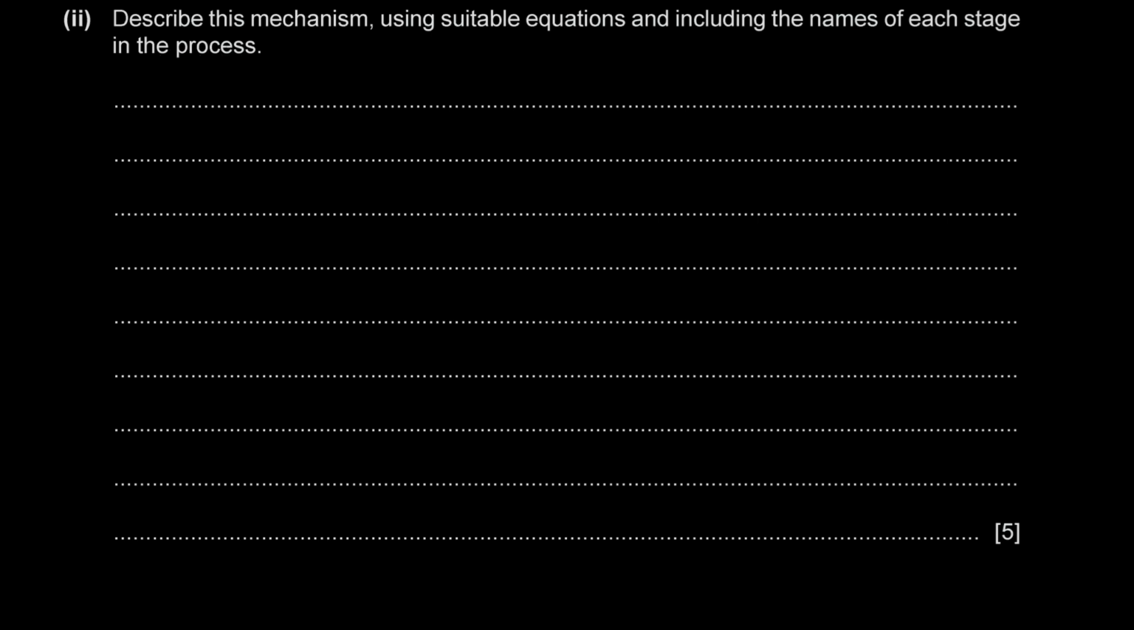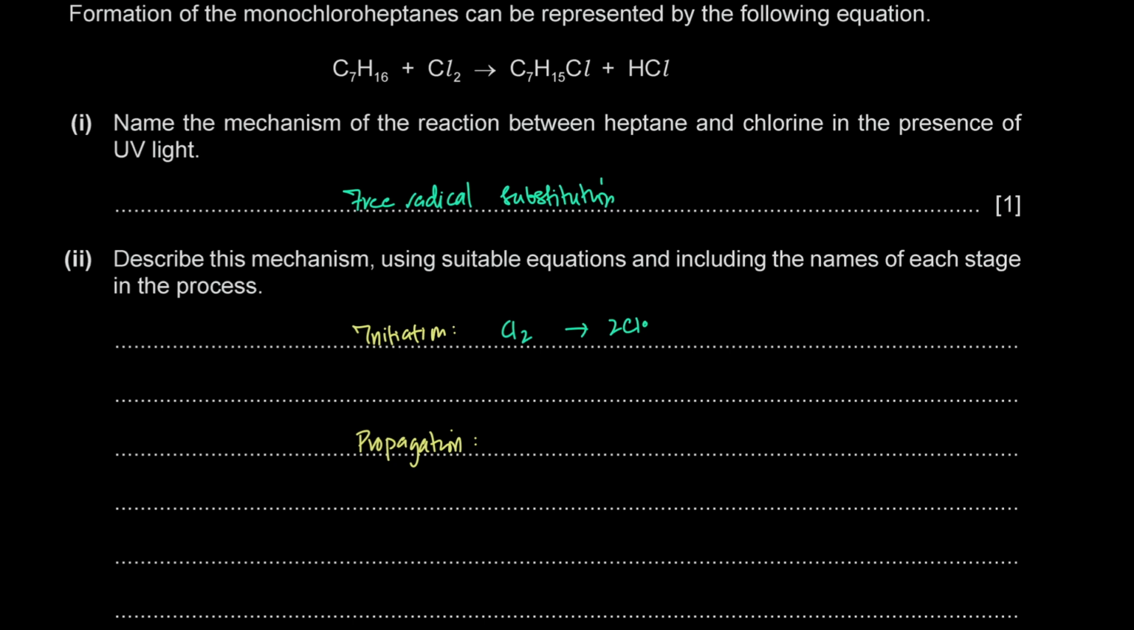The first stage of the process in free radical substitution is initiation. In initiation, a chlorine molecule breaks down to form 2 chlorine radicals. So we have homolysis or homolytic fission of the Cl-Cl bond, and this results in the formation of chlorine atoms. These chlorine atoms are free radicals. They have an unpaired electron in the neutral species. The next stage is propagation, and what happens here is that the chlorine radicals will now react with heptane, the C7H16.